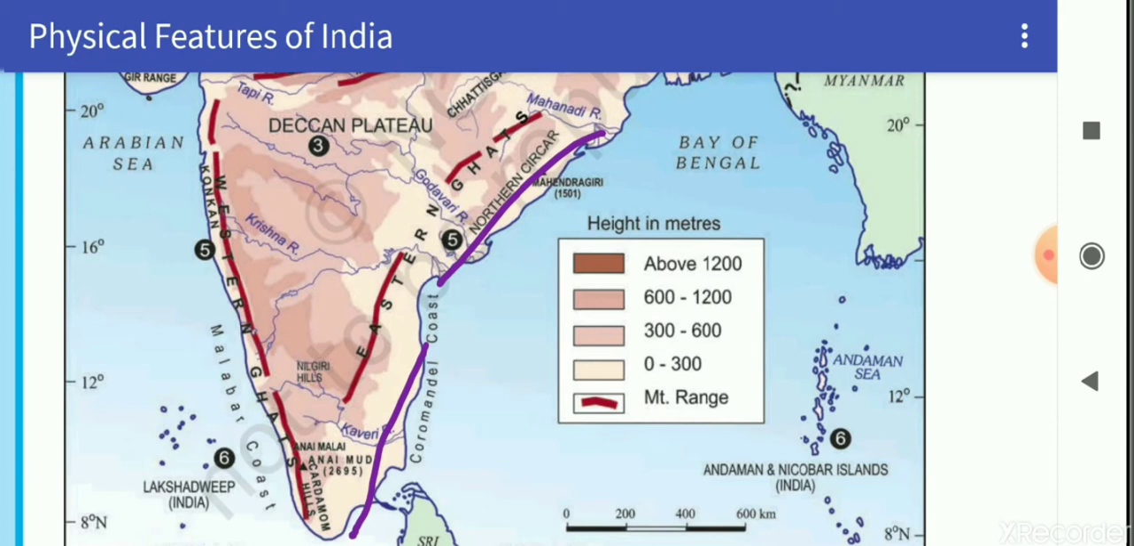Now the last point for both is estuary and delta. It means that the rivers of the Western Coastal Plain form estuaries. And what is an estuary?